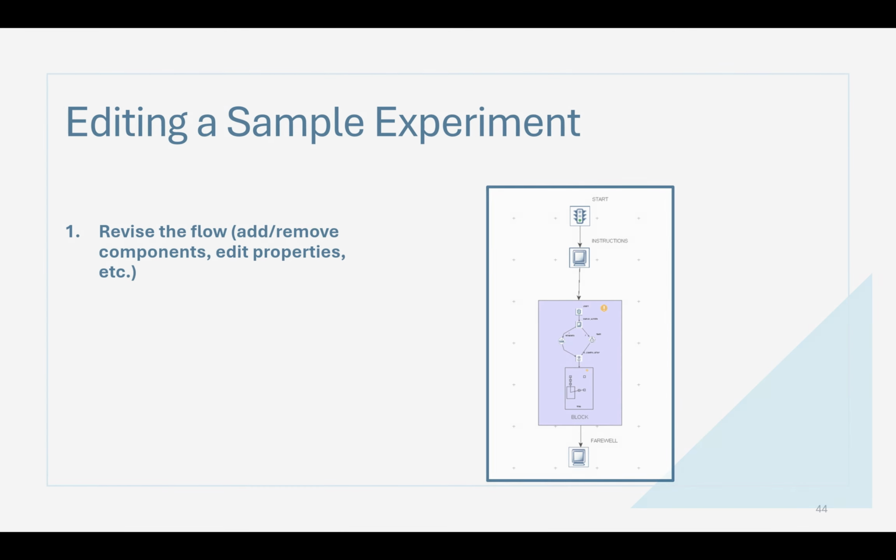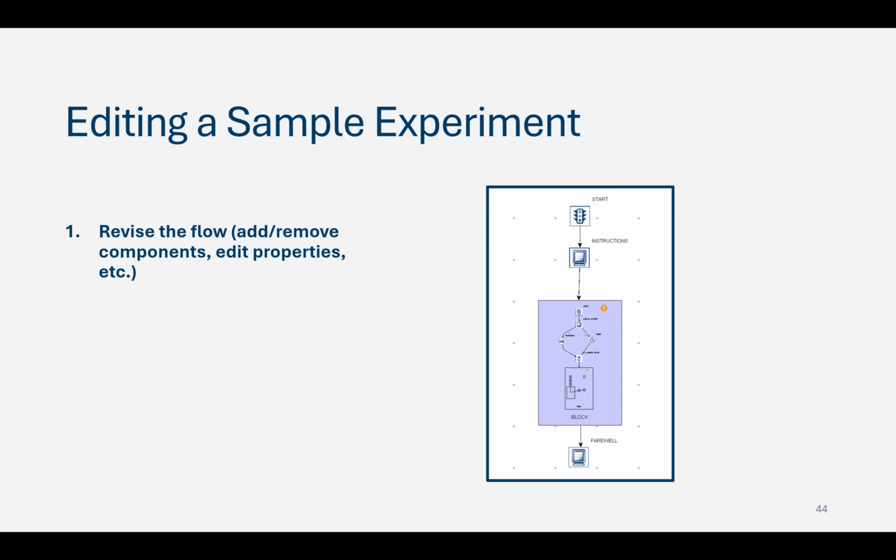Finally, I'm going to talk to you about how to actually edit a sample experiment if you choose to do so. And just for the sake of time, I'm going to use screenshots rather than going into Experiment Builder and doing it. But if you are going to edit the experiment I showed you, these are the steps that I would recommend taking. So first is to do the big picture revisions of the flow of the experiment. So adding and removing components, editing static properties, making sure that the overall sequence of events is what you want it to be for your experiment.